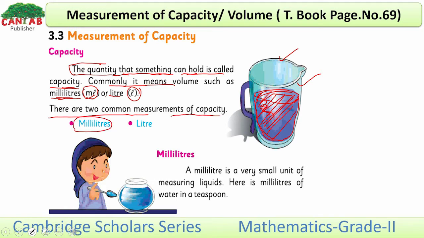There are two common measurements of capacity. Number one is milliliters and then liters. What is milliliter? Milliliter is a very small unit of measuring liquids. Here is a milliliter of water in a teaspoon, like this. We can measure drops in milliliters, like this water in teaspoon. Students, jug can also contain milliliters and glass also contains milliliters, but the large tanks contain water or something else or liquid in liters.